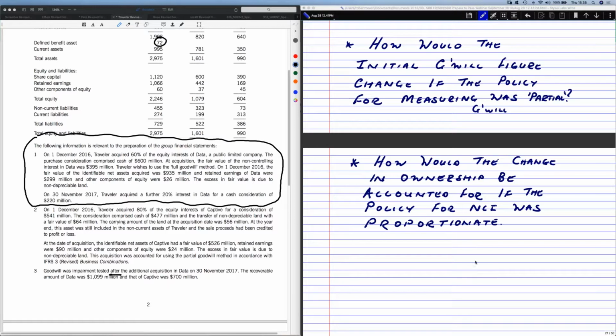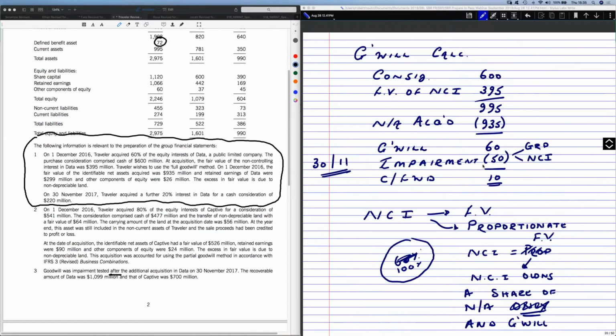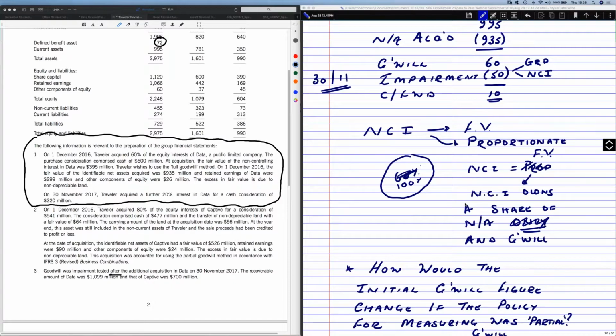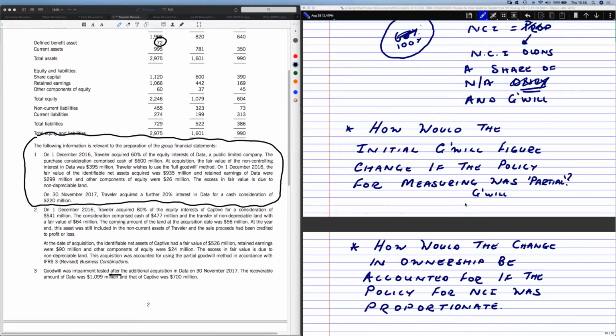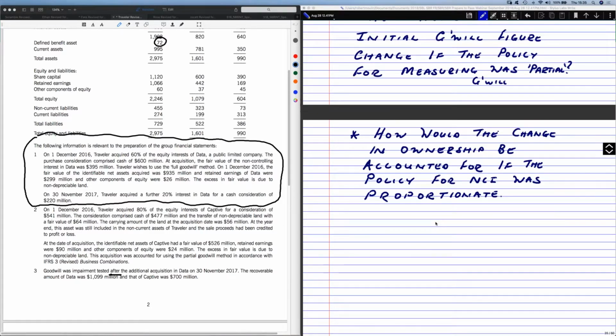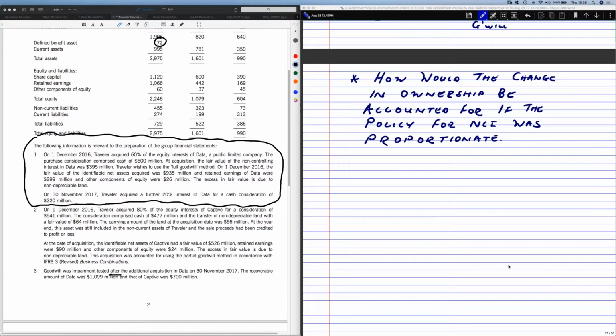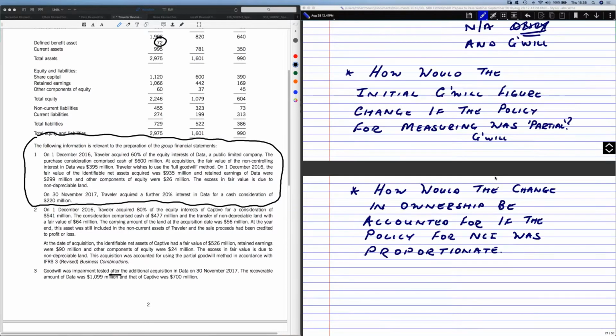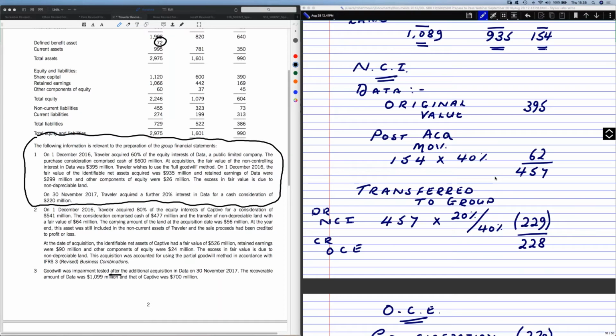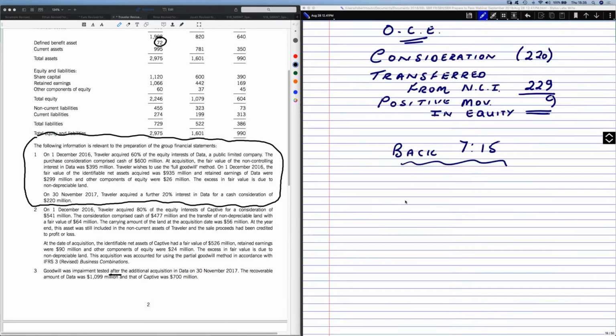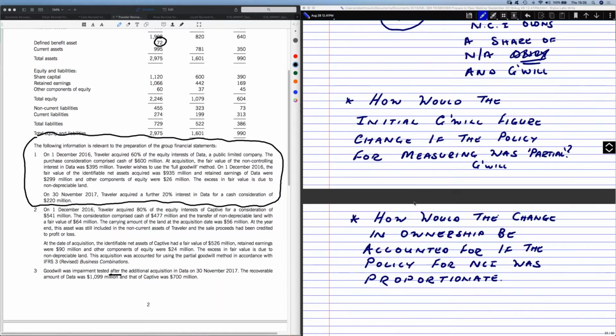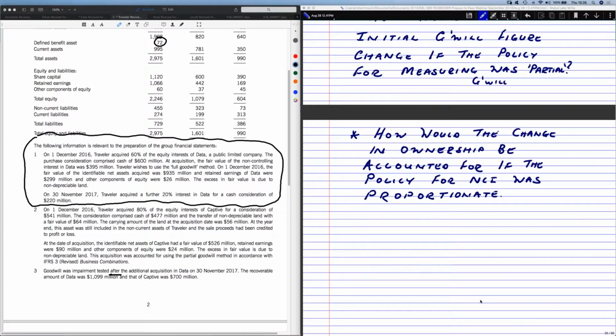Now, all I'm asking you to do then, please, is to think about how the goodwill figure, the figure that we've got here, would change if the policy was proportionate, i.e. partial, because partial is the same as proportionate. Partial goodwill, proportionate NCI, full goodwill, fair value for the NCI, and more significantly, how would you account for the step up if the policy for the NCI is proportionate? How would you account for the step up? Let's go back up here. How would you account for this that we've done? Yeah, how would you account for this if the policy was not for the NCI to be at fair value, but if it was proportionate? Okay.